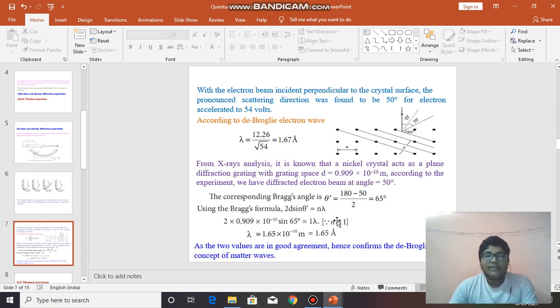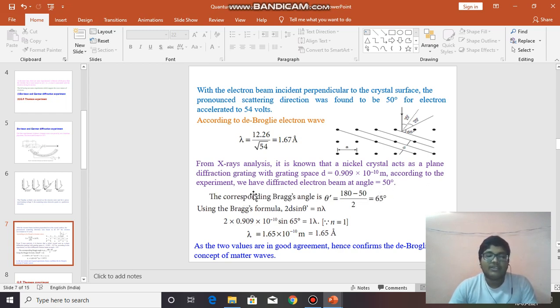With the electron beam incident perpendicular to the crystal surface, the pronounced scattering direction was found to be 50 degrees for electrons accelerated to 54 volts. According to the de Broglie electron wave, lambda equals 12.26 by root 54, where 54 is the volts, which equals 1.67 angstroms. From X-ray analysis, it is known that a nickel crystal acts as a plane diffraction grating with grating spacing d equal to 0.909 times 10 to the power minus 10 meters.